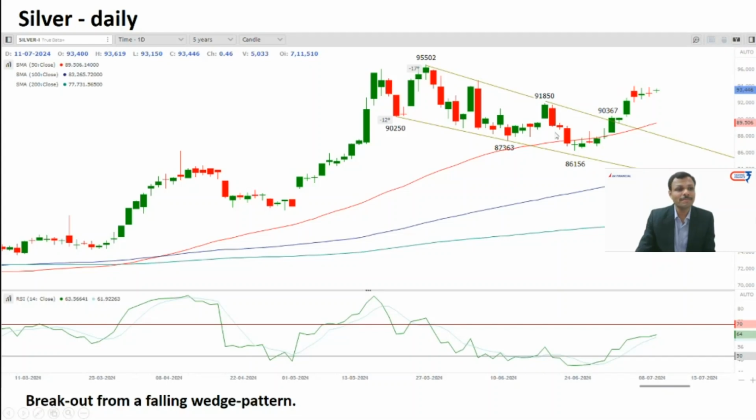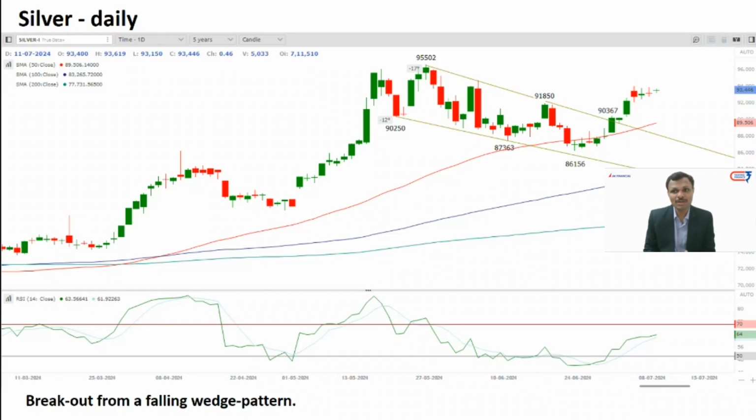Last week we saw prices giving us a breakout. This time it's a falling wedge in silver. In gold we saw a symmetrical triangle breakout. In silver we are seeing a breakout from a falling wedge. So the underlying trend still remains positive. Silver prices too are poised to move up close to their all-time high around 95,500, and possibly we may see this rally extending towards 98,000 as well in the near term.